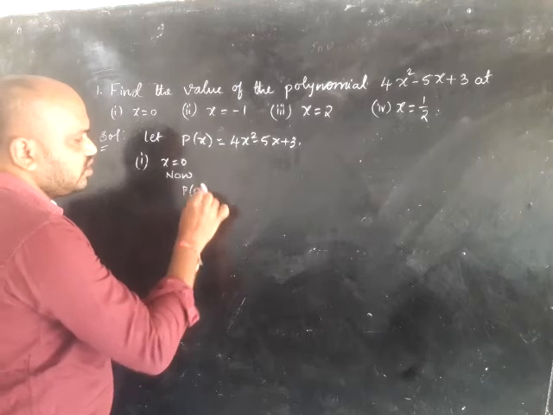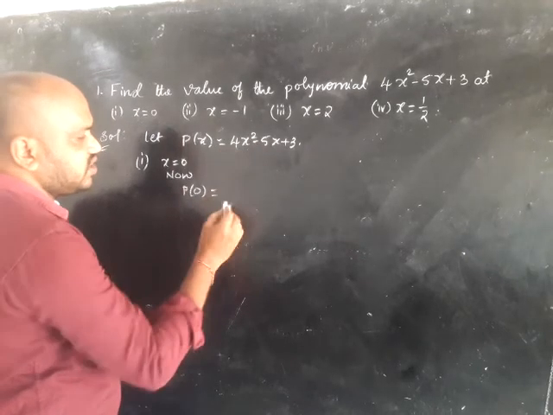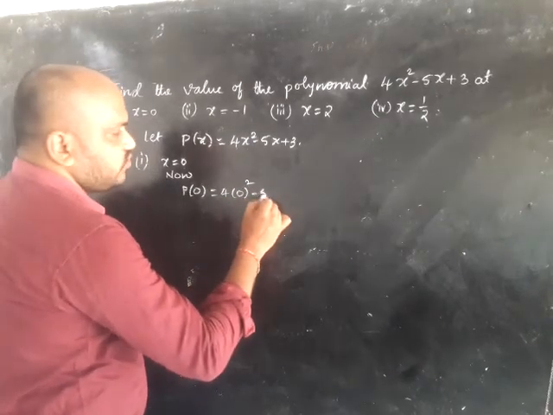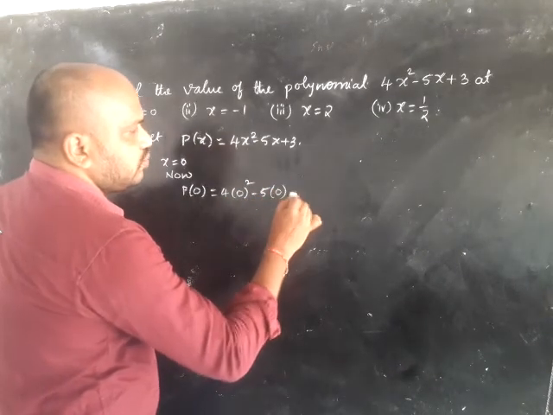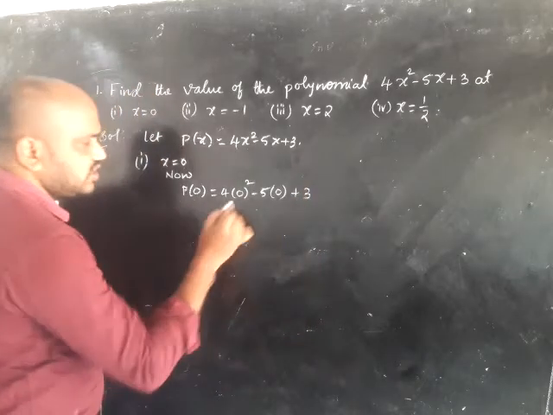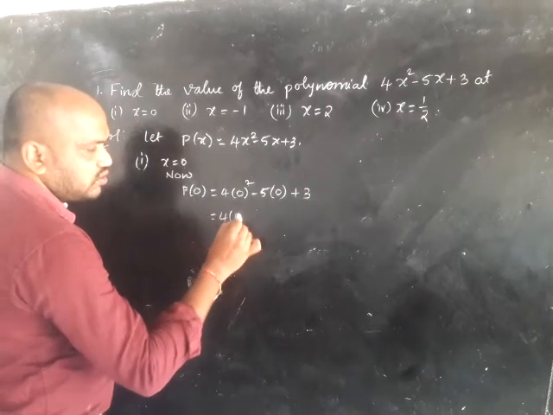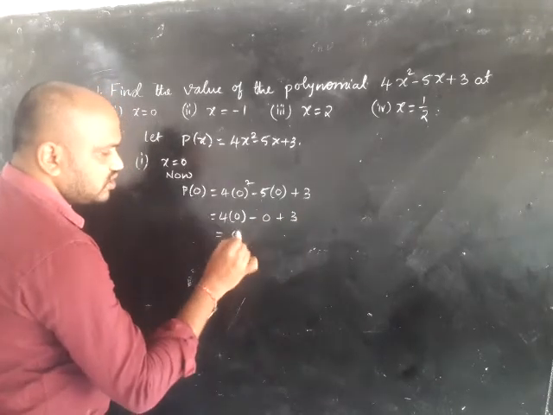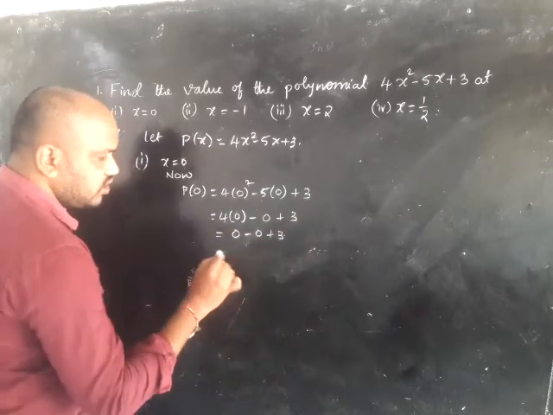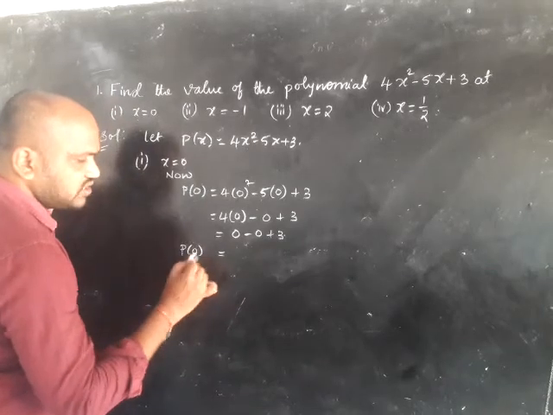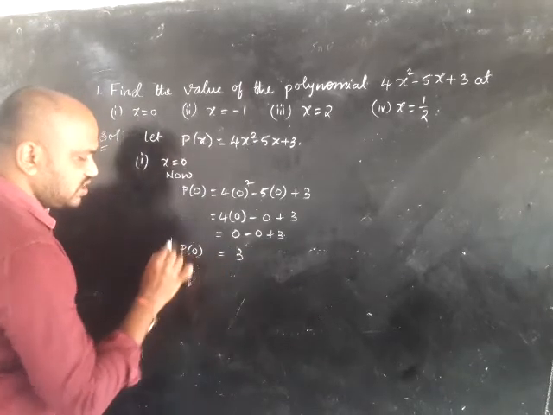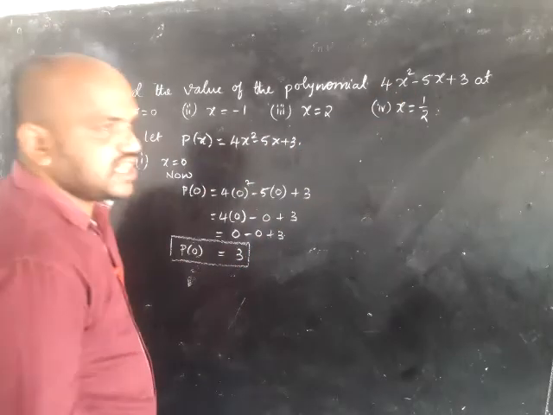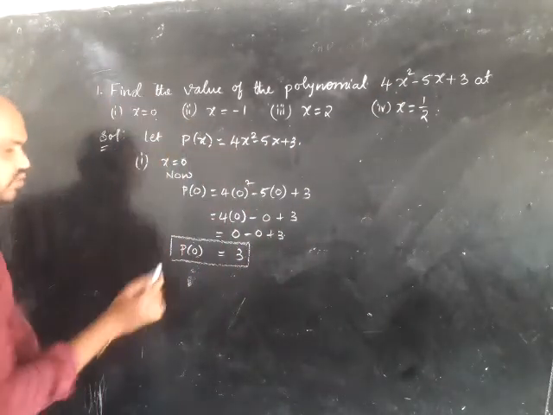p(0) = in place of x write 0 here, 4 into 0² − 5 into 0 + 3. So what is 0²? It is 0. Minus 5 into 0 is 0, plus 3. So 0 − 0 + 3. So we got p(0) as 3. It is the value of the polynomial 4x² − 5x + 3 at x = 0.